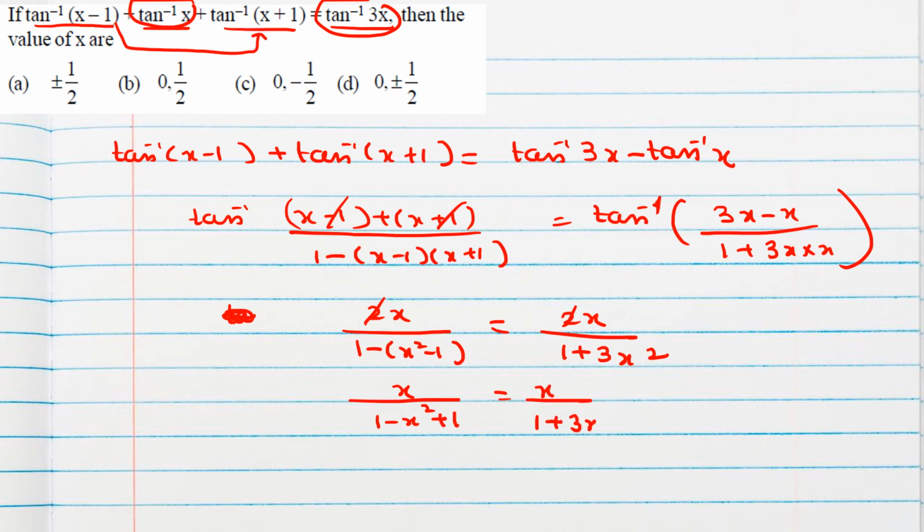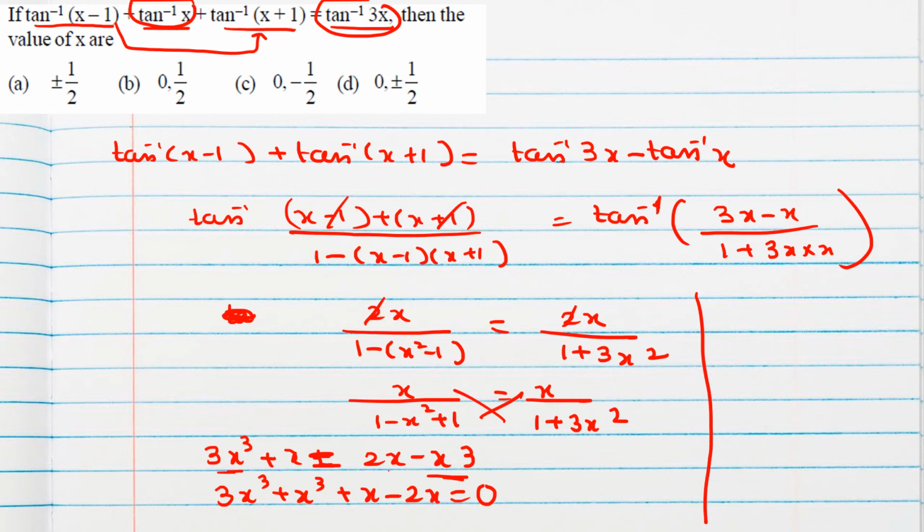3x square. So if we cross multiply here, so 3x cube plus x, and here I will get equals to 2x minus x cube. Okay, so 3x cube plus x cube we can write, and minus 2x equal to 0. So 4x cube minus x equal to 0. We can take x common. 4x square minus 1 equal to 0. So x will be 0 or 4x square minus 1 equal to 0.